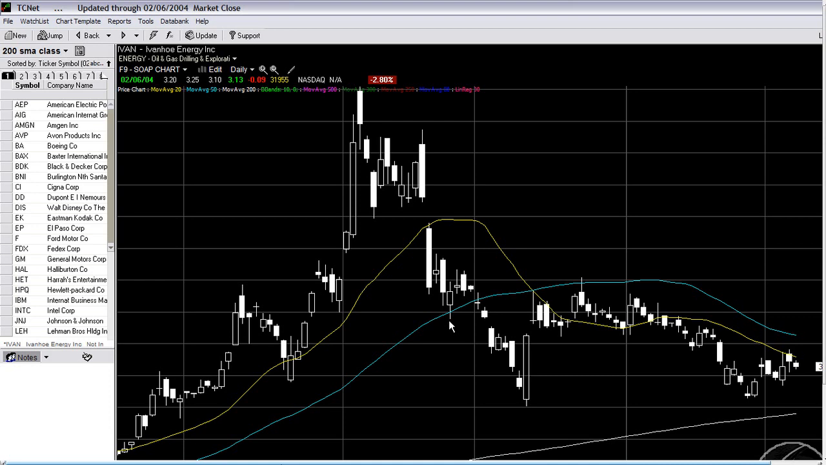They will bounce. We get out because I know I've got a day or two of very short life here on this stock before it does what? Rolls over, breaks the 50. Now I've broken the 50, it's a big deal.